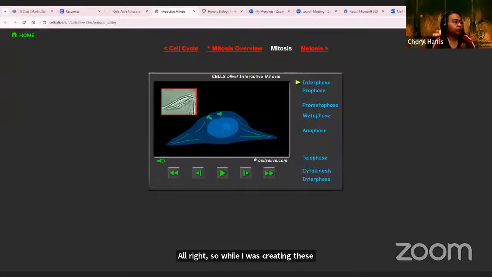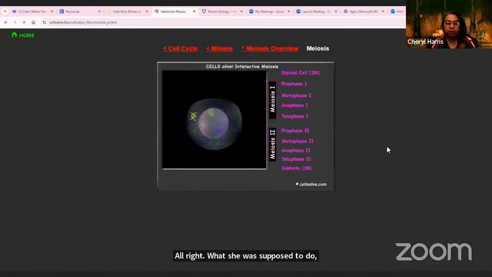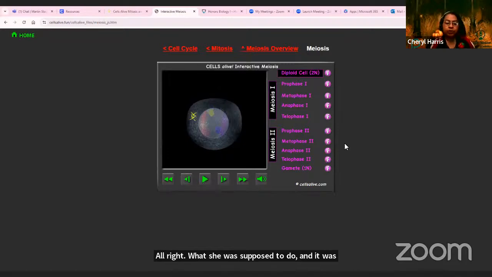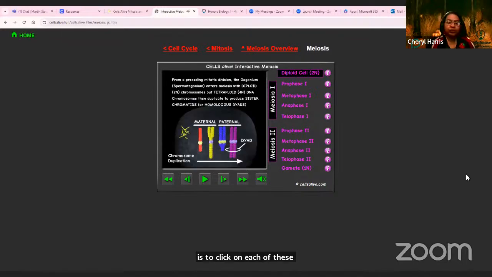All right, so while I was grading these, there were more wrong answers than right. What you were supposed to do, and it was mostly the meiosis page, it wasn't so much the mitosis page, is to click on each of these things, and they will tell you exactly what. So this picture matched the picture on the worksheet, and a lot of you had it wrong.